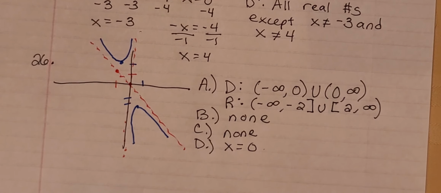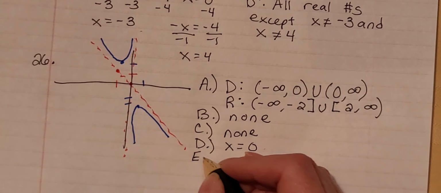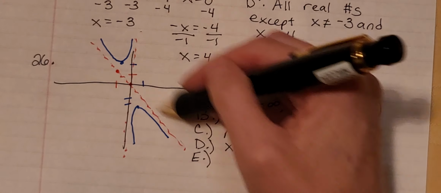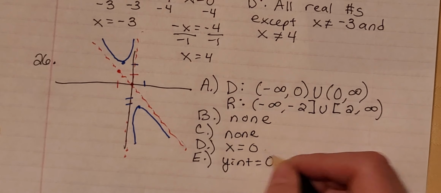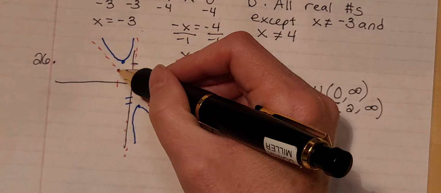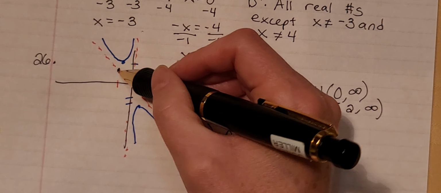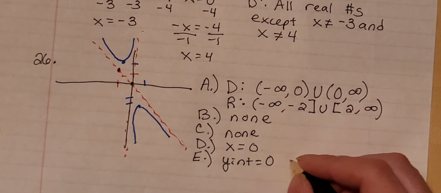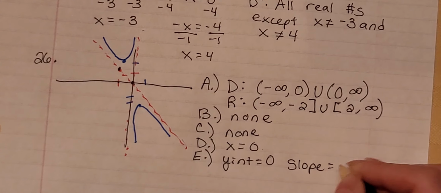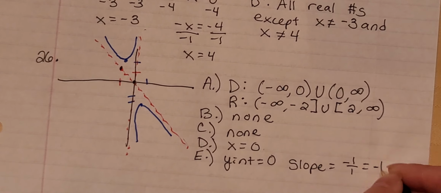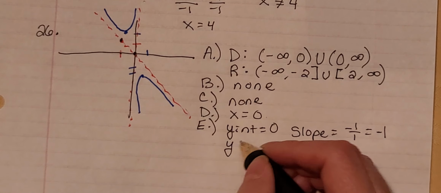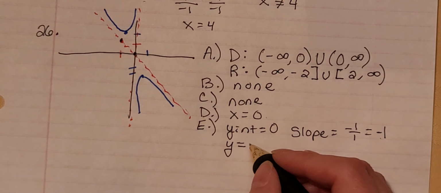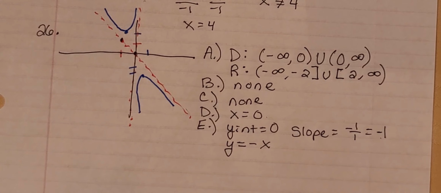Okay, question E is any oblique asymptotes. So you're going to have to find the slope through that and the y-intercept. So the y-intercept is 0. And then you would start on the left dot and count to the next dot. So we go down 1 and over 1. So your slope would be negative 1 over 1, which would be negative 1. So put that into y equals mx plus b. So y equals negative x. And then you don't even need the plus 0.